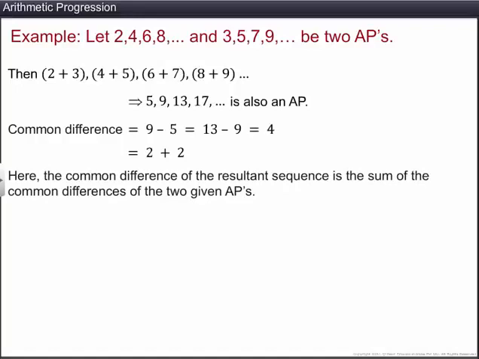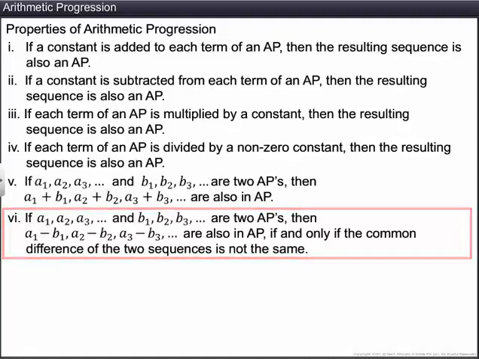Similarly, if the corresponding terms of two arithmetic progressions are subtracted, then the resulting sequence is also an arithmetic progression, provided that the common difference of the two given sequences is not the same. Let us now prove one more result.